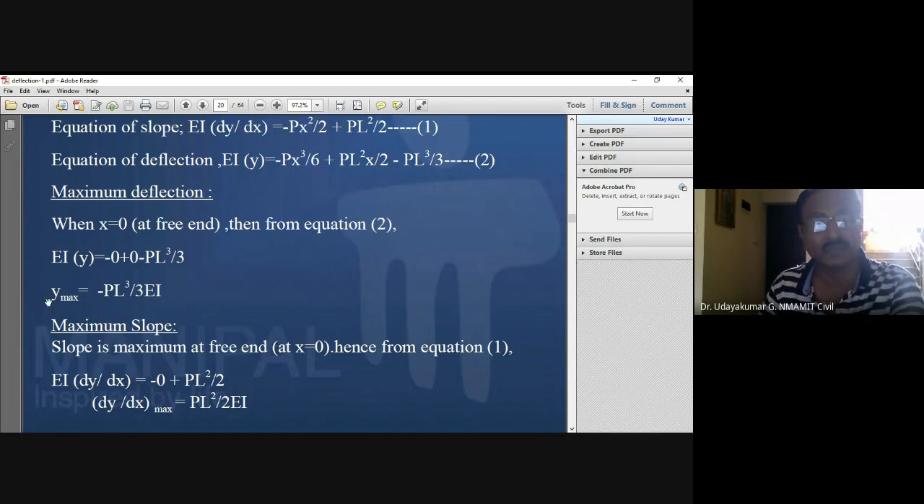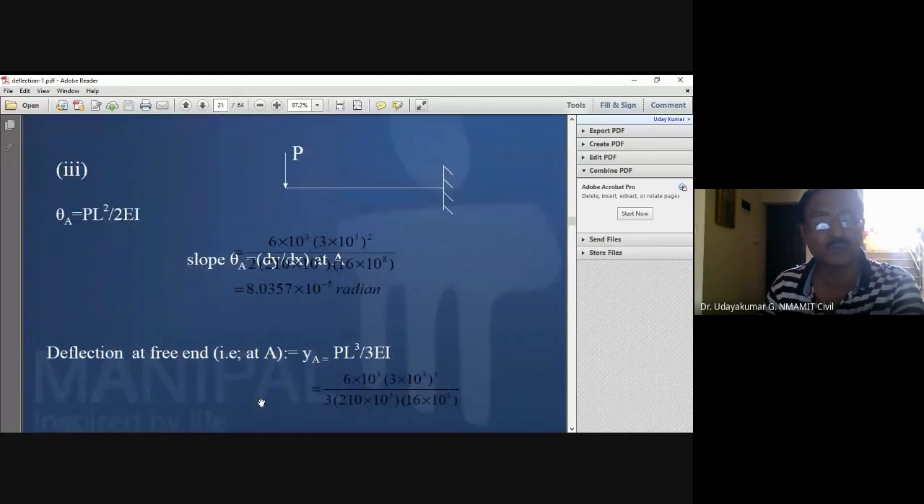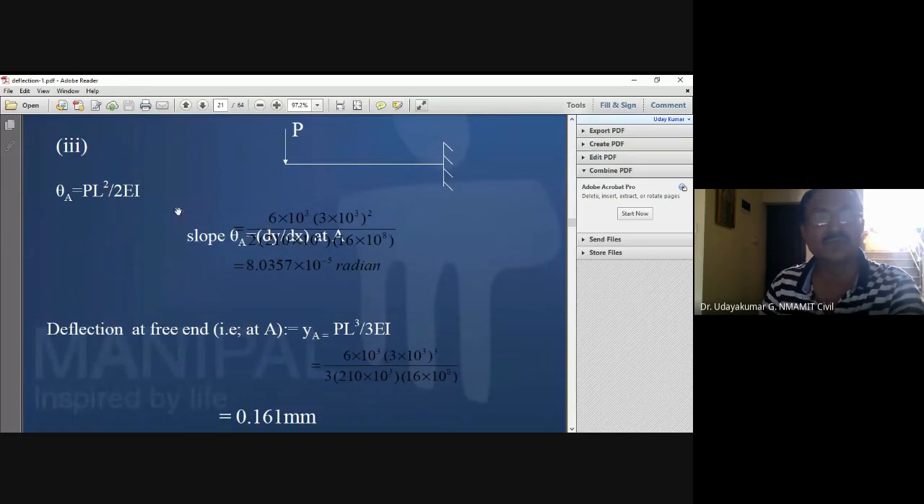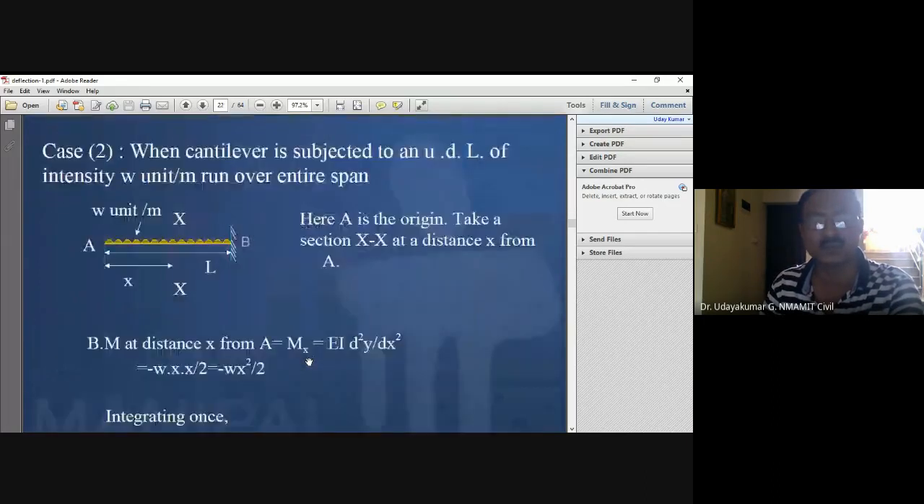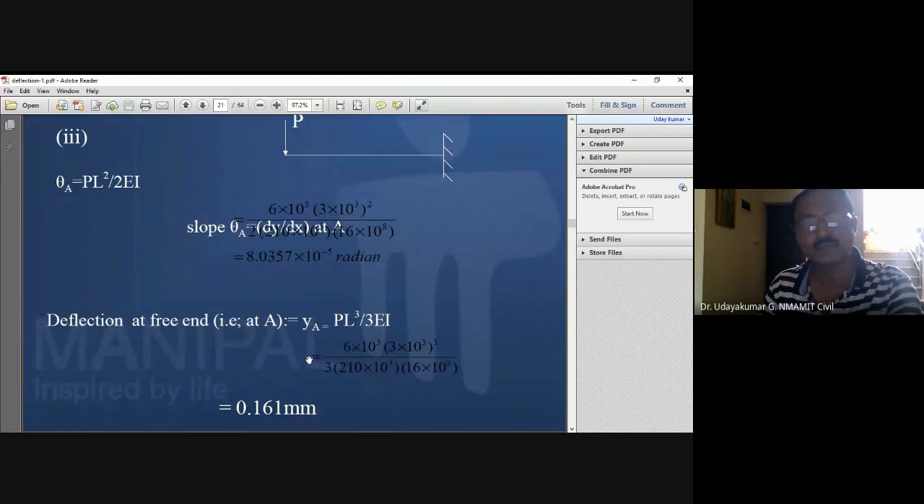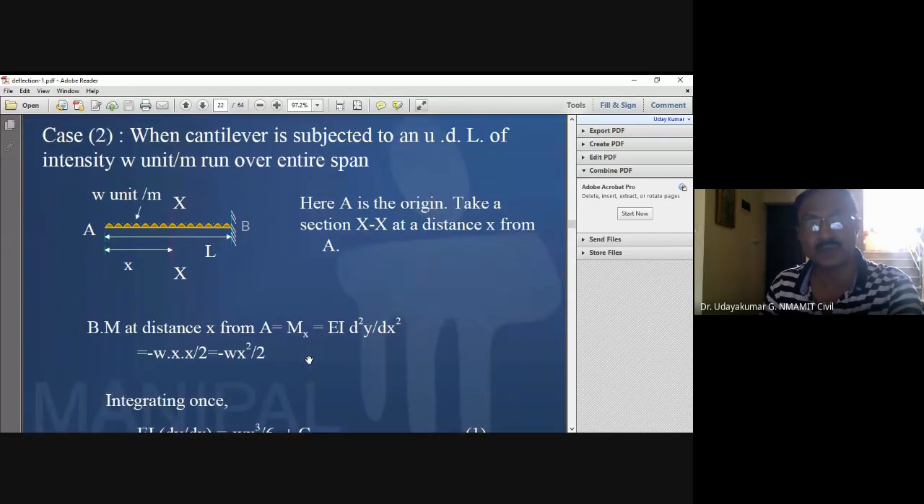For cantilever carrying load at the free end, point load at the free end, the maximum deflection is minus PL cubed by 3EI. Sometimes instead of P, W is used, capital W. So minus PL cubed by 3EI is the deflection, and PL squared by 2EI is the slope. If you know these equations, it is just a matter of substitution and getting the value. So for 1 mark problem, it is necessary to remember these maximum deflection and slope at the free end.